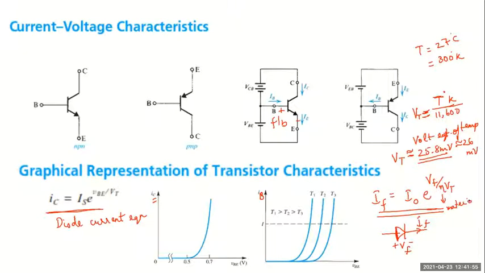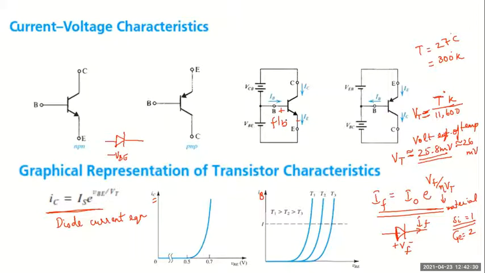So if the material is silicon, the value of neta will be 1. If it is germanium, it will be 2. So usually we use silicon material. That's why we'll keep this neta value as 1. And when we do that, so in a transistor, what is the forward bias junction? The base emitter junction is forward biased. The base collector junction is reverse biased. Yes or no? So the forward biased voltage will be VBE.